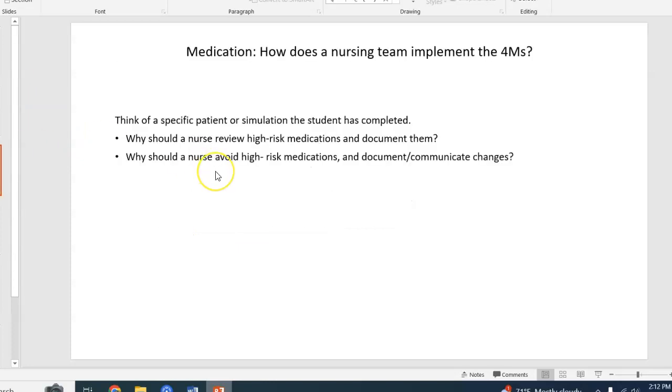Slide 3 is medication. So how does the nursing team implement the medication of 4 M's? Again, thinking back to a patient, why are we as nurses reviewing high-risk medications, and why are we documenting them appropriately? And why should the nurse avoid high-risk medications and document or communicate changes as appropriate to the provider? So you just are going to answer those questions there.